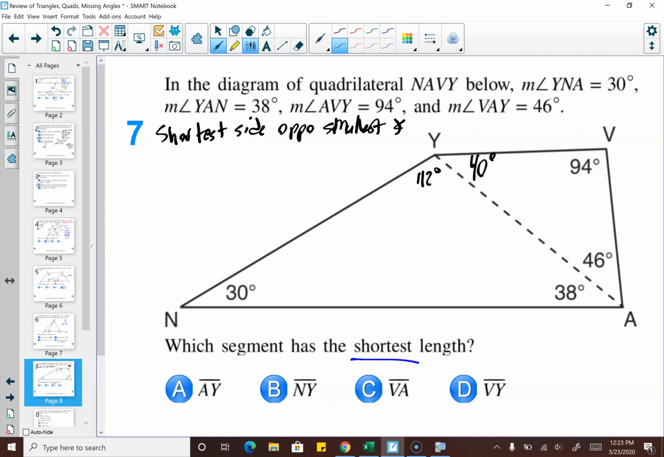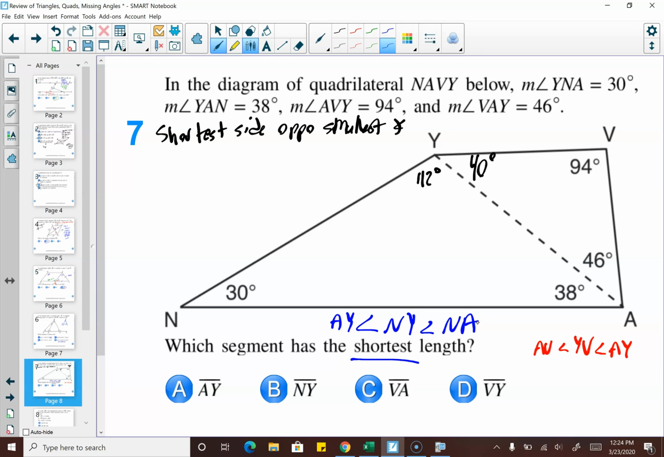So if we look, in this small triangle here, if we go in order of sides, based on the fact that the smallest side is opposite the smallest angle, it should be AV is less than YV, which is less than AY, because the 40-degree angle is the smallest, so AV is the smallest, 46 is in the middle, so YV is in the middle, and then obviously the biggest one is AY, opposite the 94. If we go into our big triangle here, it would be AY, because it's opposite the 30, is less than NY, because it's opposite the 36, which is less than NA.